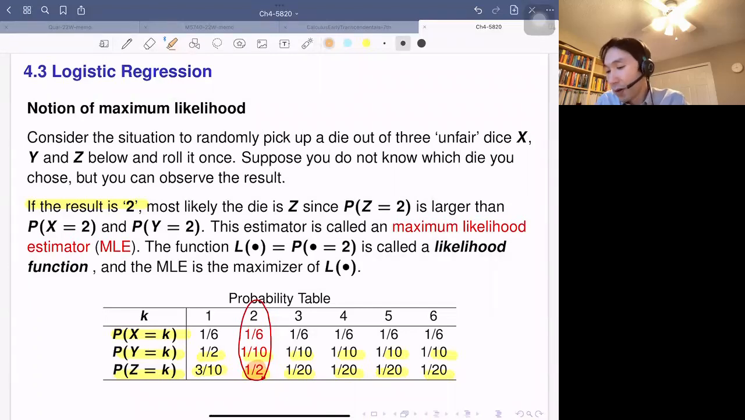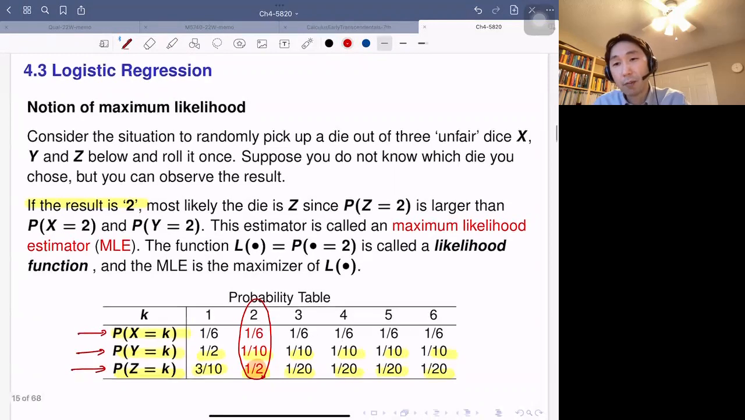So this is the way of maximum likelihood. Usually in probability theory, we focus on one probability space, either the first line or second line or third line. But with maximum likelihood, we see this in a different direction. We see this table vertically, and we compare these 3 values and see that the 1/2 is the largest. So Z is most likely.